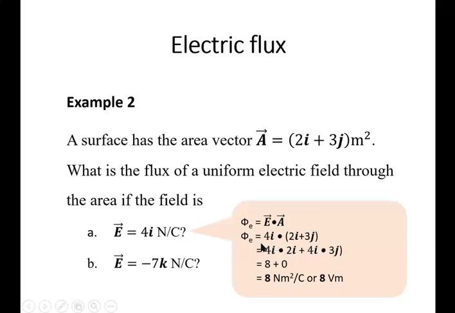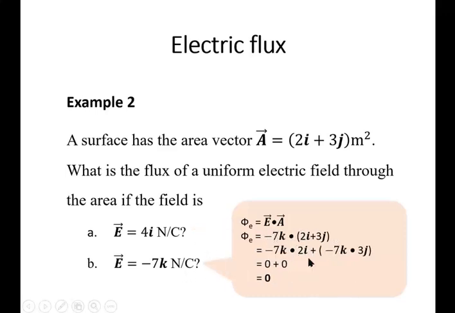Let me use this opportunity to help you appreciate how we do dot product. 4i and 3j are not alike, so if we dot multiply this one, we get 0. If we dot multiply this one, we get 8. That's 4 times 2, and the i's become 1. So we have 8 here, and the flux will actually be 8 Newton meter squared per coulomb, or 8 volts meter. Let's see how the second one also goes.